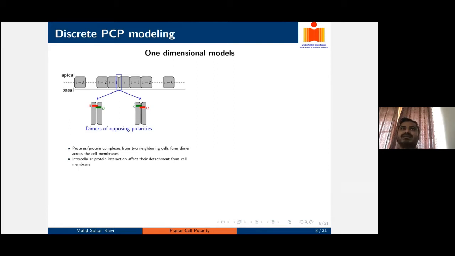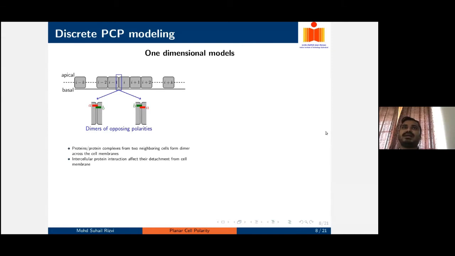Just to give you an idea, this A and B can stand for either the dimer forming protein from the core module, or these proteins can also stand for the dimer forming proteins from the global module. So this is a general framework.